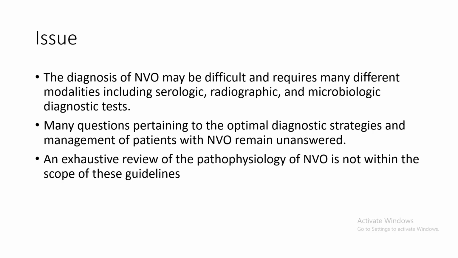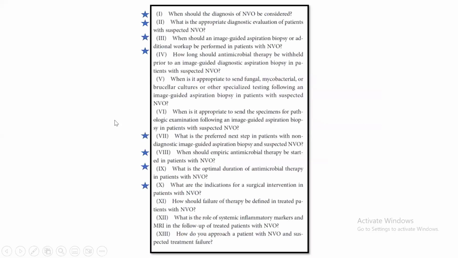So basically, they're trying to set up these guidelines based upon pre-developed questions to ask. As you can see here, there were 13 questions, but the primary ones are asking what would be the diagnosis, what would be the appropriate evaluation, should any image-guided aspiration or biopsy be necessary, what's the next step, is imaging still needed, what's the duration of the antibiotic therapy, and what are the indications for surgical management. So they have gone through practically answering each of these questions.